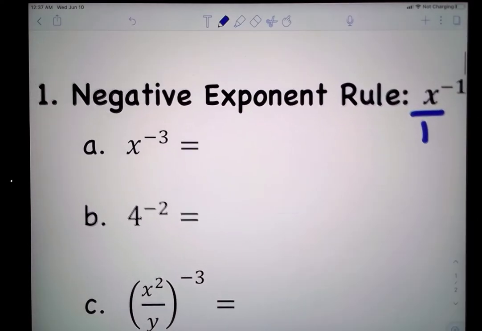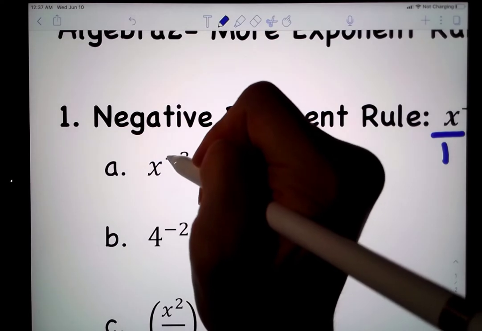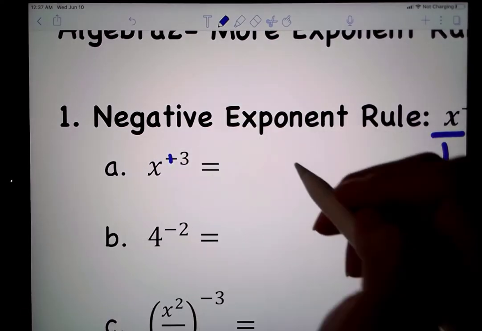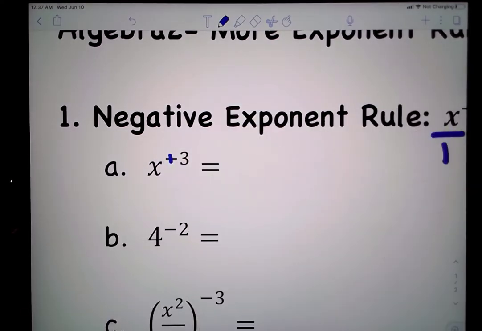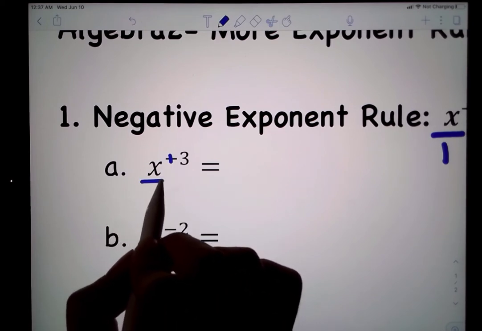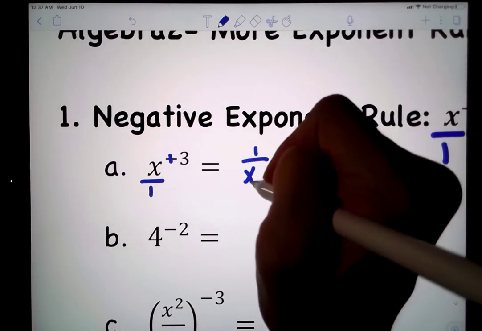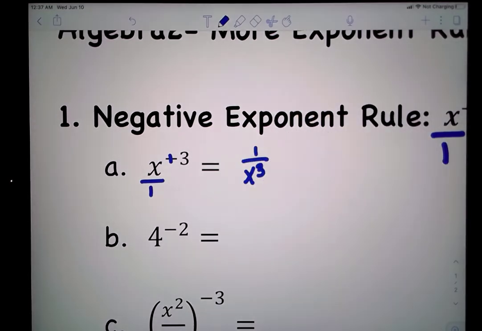Look at A. X to the negative 3, right? Then what do we do? Get rid of the negative, so make it positive, and put it on the denominator, because you didn't have any denominator. That means we can just make it over 1. So you flip it: 1 over x cubed. That's it.